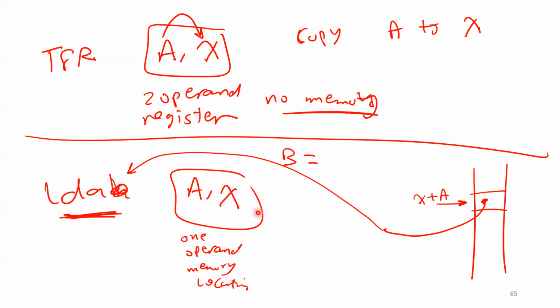So this one means a memory location. It is only one operand and it is only one memory location. Which memory location? The memory location pointed by X plus A. So I'm gonna add X plus A to get the address, and then I'm gonna get the byte from there. Okay, guys? So A comma X here is completely different from A comma X here.